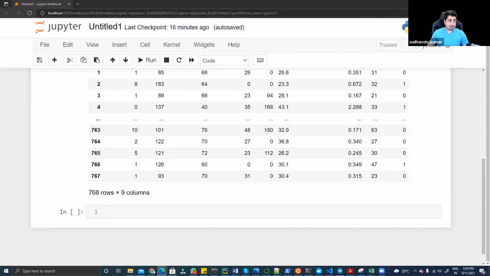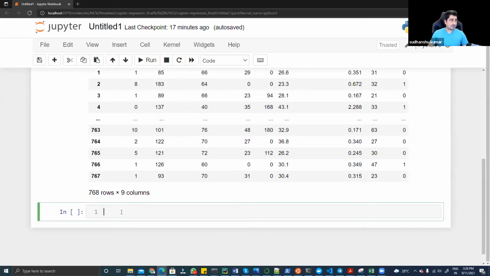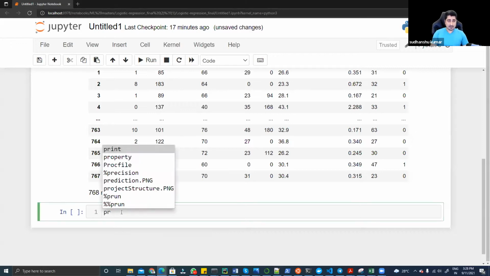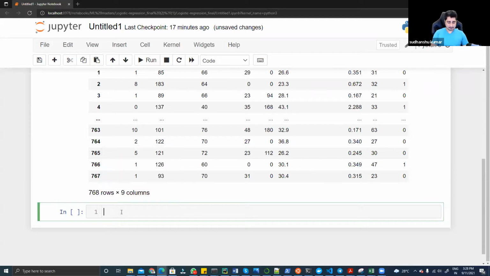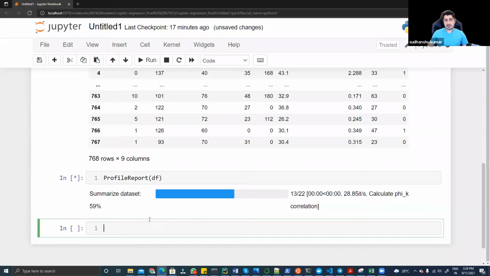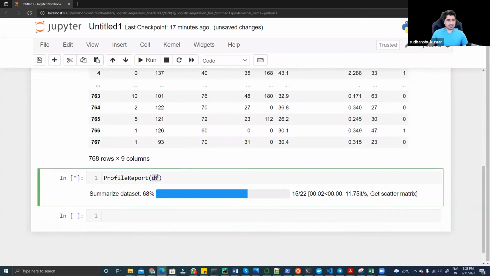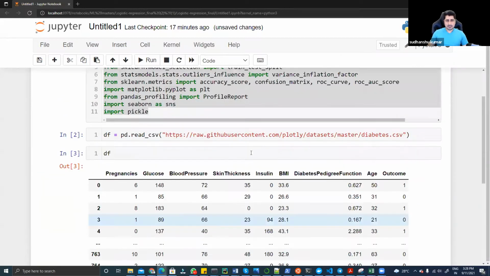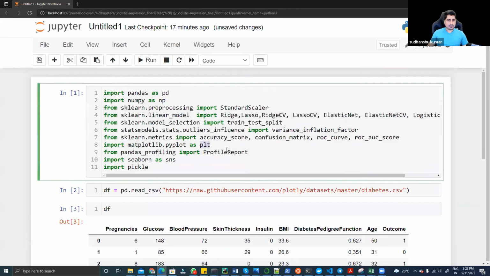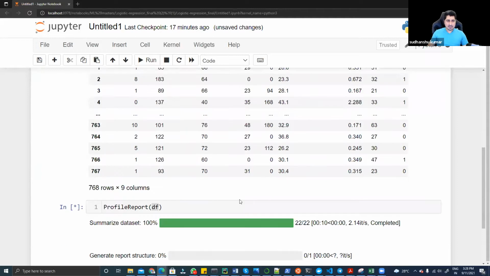I think we all know about it, right? We are all aware of what we are supposed to do. Maybe we can call ProfileReport over here, and pass our data frame. Again, very, very simple, right? Because we are already importing ProfileReport in this particular place from pandas profiling, so it's completely fine.